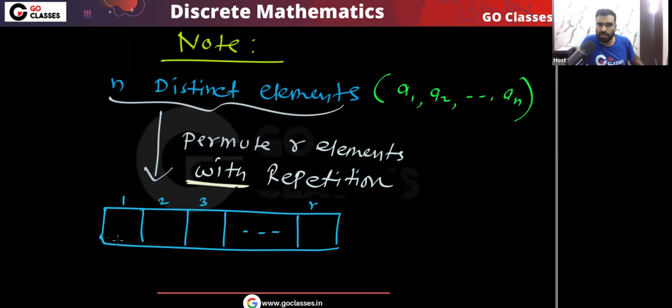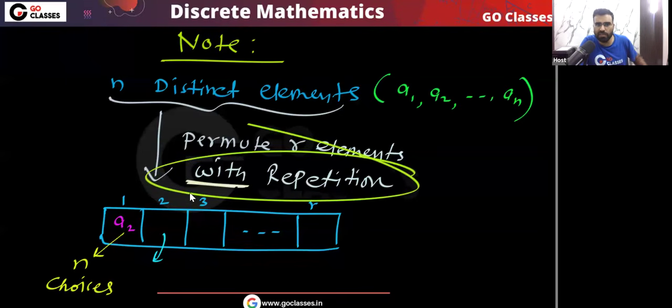R positions are there. So tell me, for the first position, how many choices are there? Can I put any of these n elements here? Yes, I can put any of these n elements here, so there are n choices. Now once I put some element here, for example, let me put A2, how many choices are there for the second position?